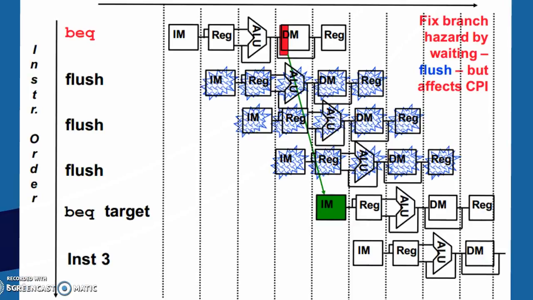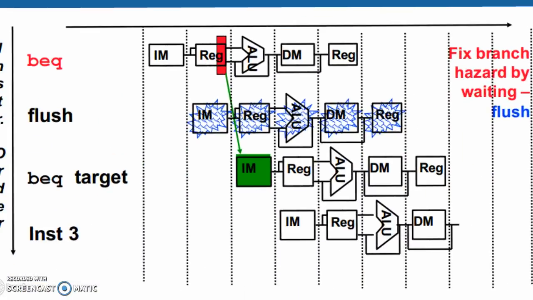Flushing affects the CPU tremendously because it increases the time. As you can see, we had to flush 3 instructions before we have the target ready to be used by the load word instruction. The most efficient way to fix this control hazard is by forwarding. Even though forwarding is more efficient, we still need to flush one instruction, as we can see here on the next slide.